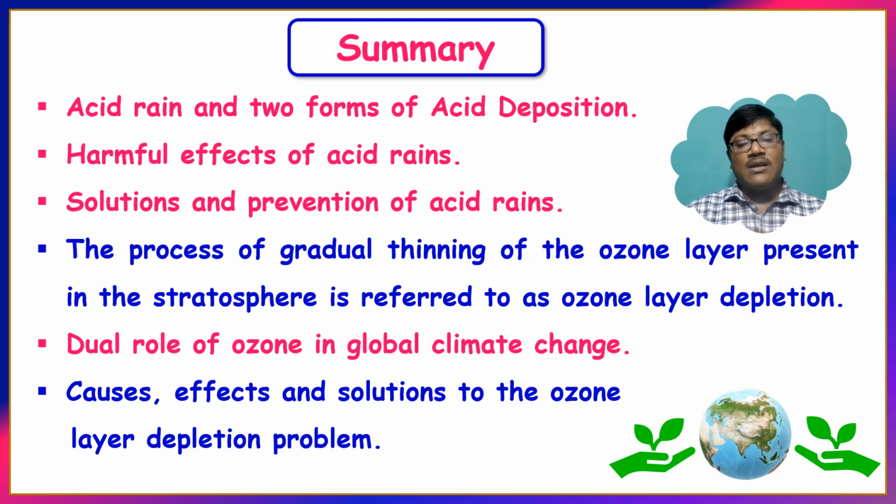We discussed ozone layer depletion. Ozone layer depletion is the process of gradual thinning of ozone layer present in the stratosphere of the Earth's atmosphere. We discussed the dual role of ozone in climate change, in which it acts as a thermal shield in the stratosphere and acts as a global warming gas or greenhouse gas in the troposphere. We also discussed the causes, effects and solutions to the ozone layer depletion problem.